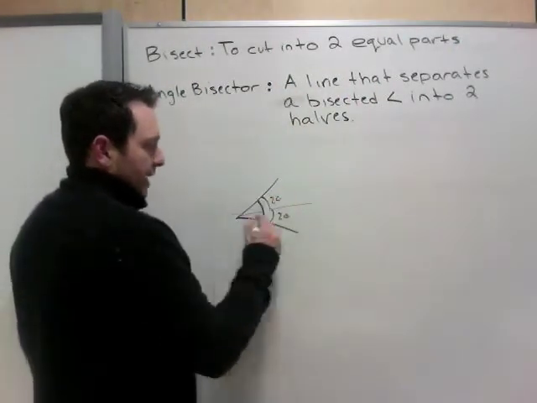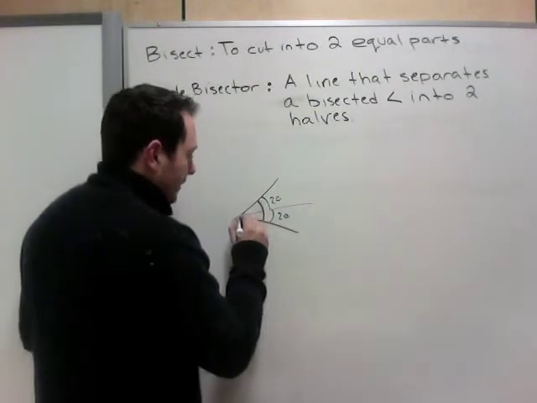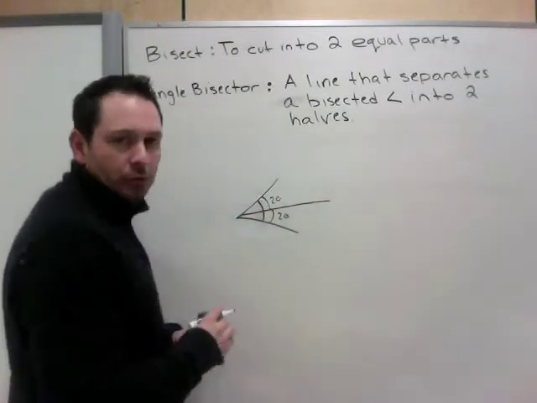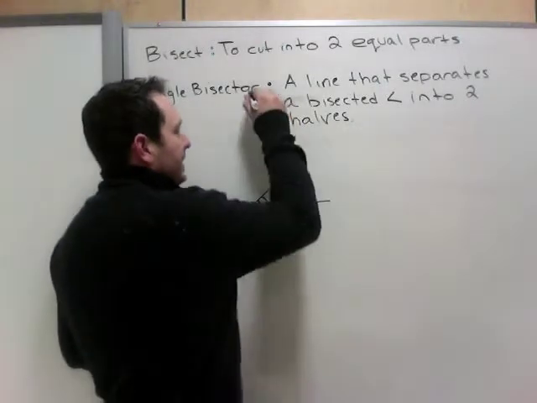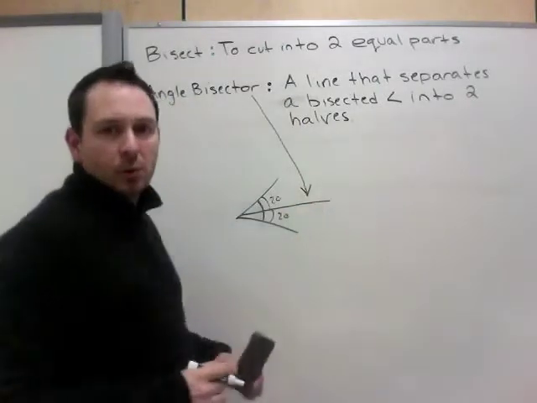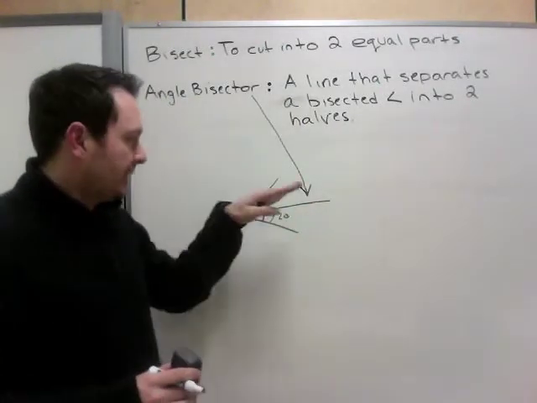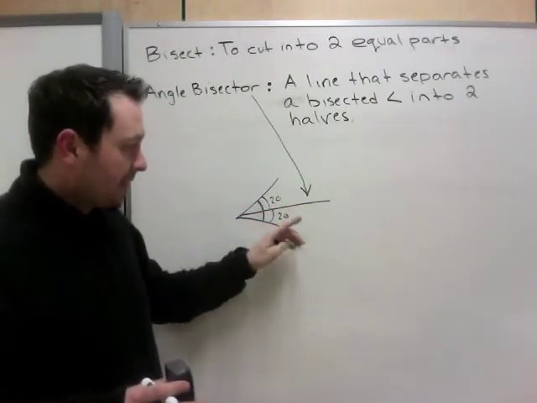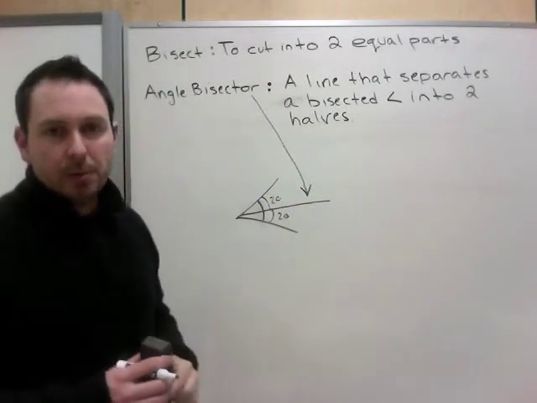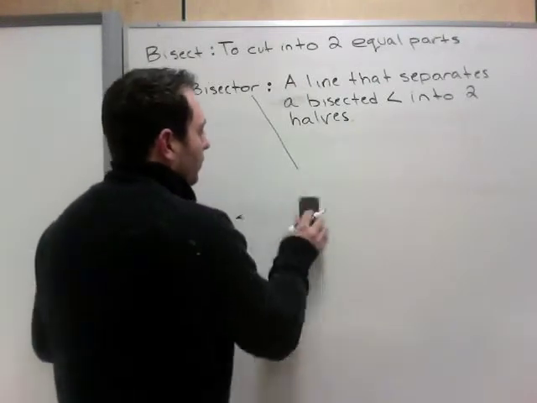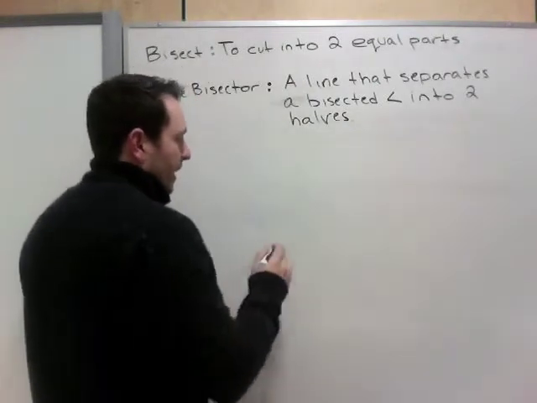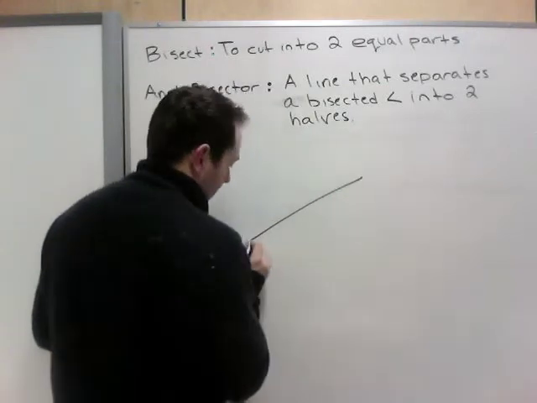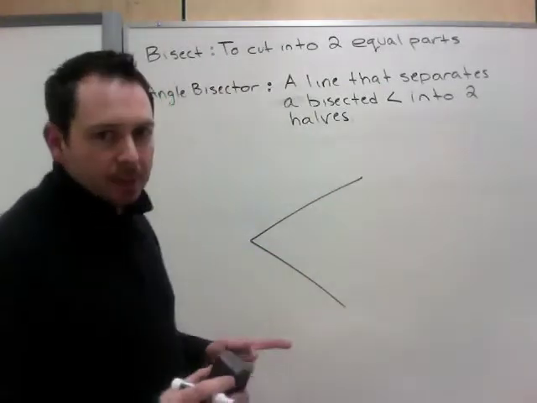So if we had this angle, remember our original 40-degree angle, this line that cuts it into two 20s would be called the angle bisector because it is bisecting the angle. Bisect means cut in half, so it's cutting this angle in half into two equal parts. Now, we can do this if we have an angle using a compass and a ruler.